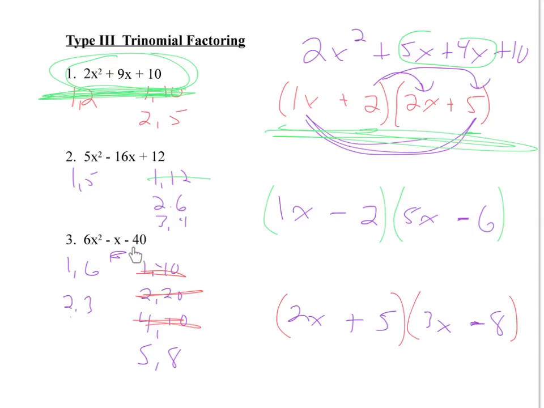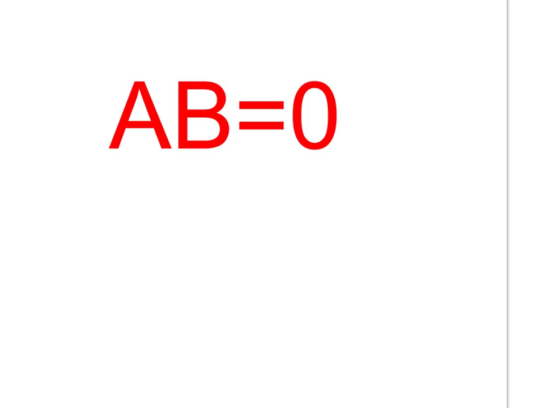And now we can see why. If our C term is negative, these must be plus and minus. My outers, 2x times neg 8 is neg 16x, plus 5 times 3x is 15x. Neg 16 plus 15 is negative 1x. Okay, we're almost done, I promise you.